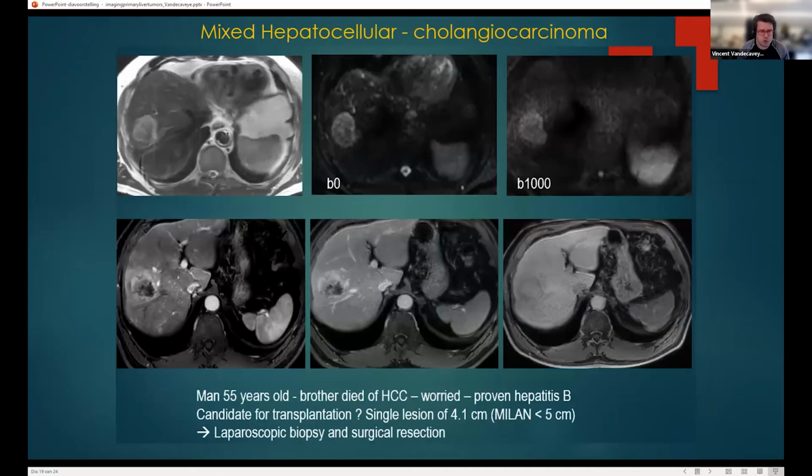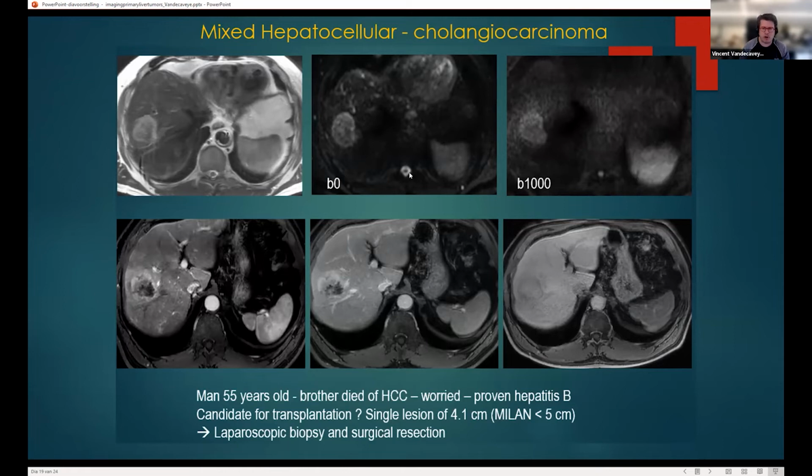And how does this go to clinics? This is a man of 55 years old. His brother died of hepatocellular cancer. He was worried. He was not sick, but he was worried. And he had hepatitis B, so he was screened with an MRI just to be sure. And we fall on this lesion. So everything had to go too fast. People were talking about immediate transplantation and so on.